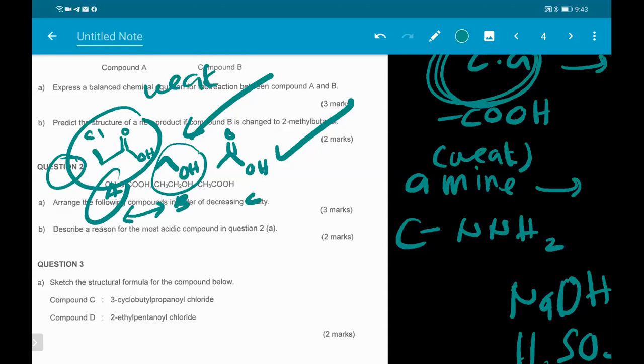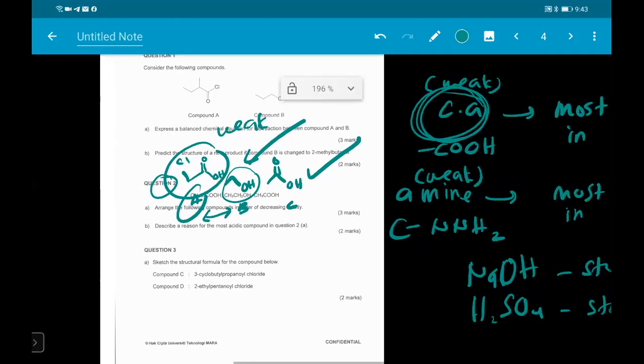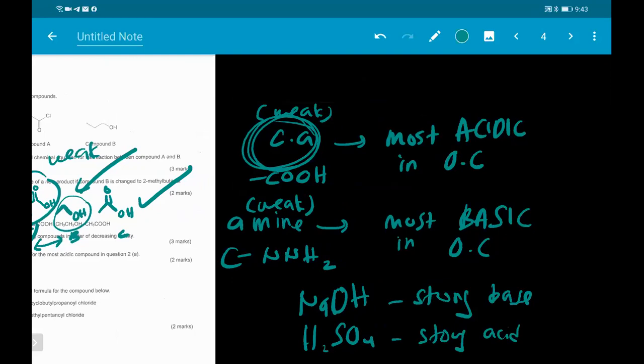Just to explain to you guys, in organic chemistry, carboxylic acid adalah yang paling acidic. Amin pula ada yang paling basic. However, both of them are considered as weak acid and weak base, based on the international level. Hopefully you got the info regarding that.